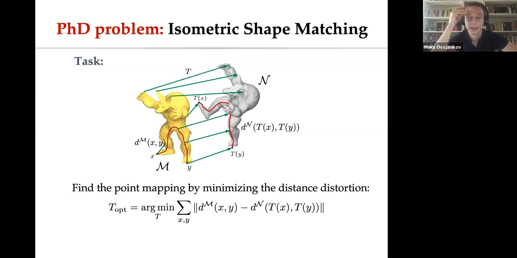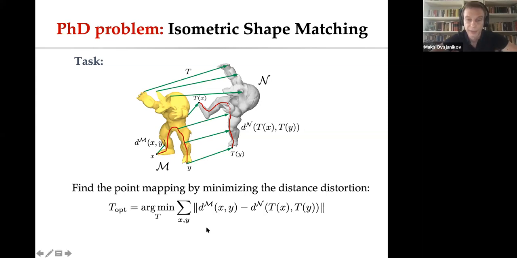So the task is, I give you a pair of shapes. Here they're denoted as M and N. And the goal is to find a mapping T, so basically an association between points on M and N that approximately preserves geodesic distances. So what's a geodesic distance? It's the length of the shortest path that remains entirely on the surface. And the idea is that if I can solve this isometric shape matching problem, then I can find correspondences between non-rigid shapes, like, for example, humans in different poses.